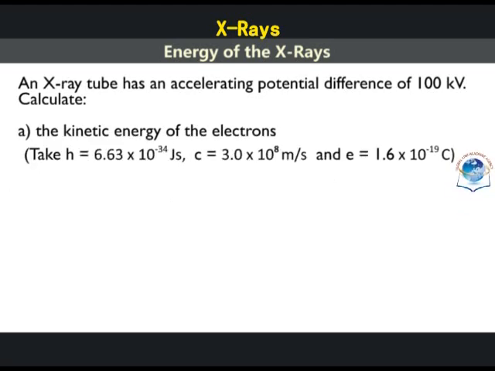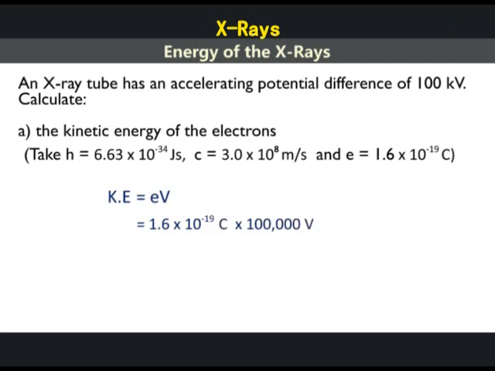We start with A, the kinetic energy. Kinetic energy is equal to eV, 1.6 times 10 to power negative 19 coulombs times 100,000 volts, that is 100 kilovolts. That gives us 1.6 times 10 to power negative 14 joules.